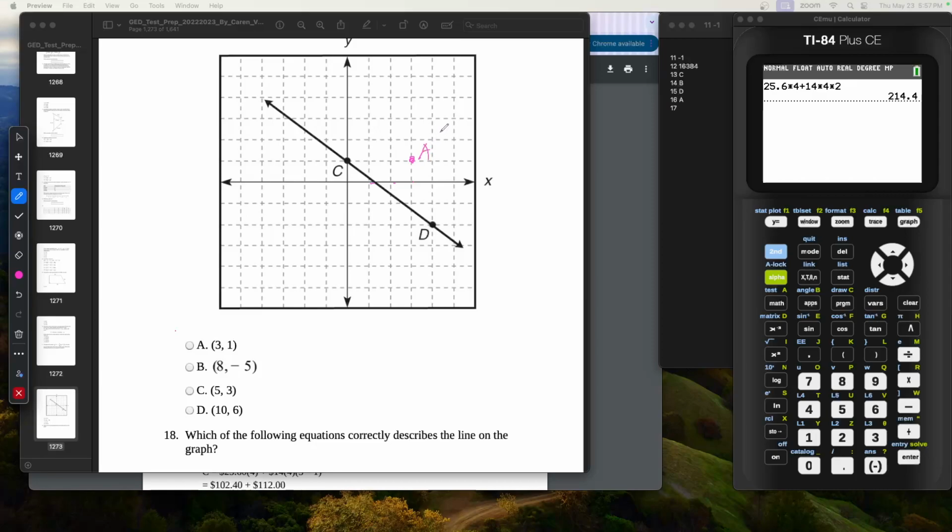This one's not on the line. Hopefully you can see that. It's definitely not on the line. We have 8, negative 5. 1, 2, 3, 4, 5, 6, 7, 8. 1, 2, 3, 4, 5. We have 5, 3. 1, 2, 3, 4, 5, 1, 2, 3. So this is C, this is B. And then we have D. 1, 2, 3, 4, 5, 6, 7, 8, 9, 10. 1, 2, 3, 4, 5, 6. This is D.